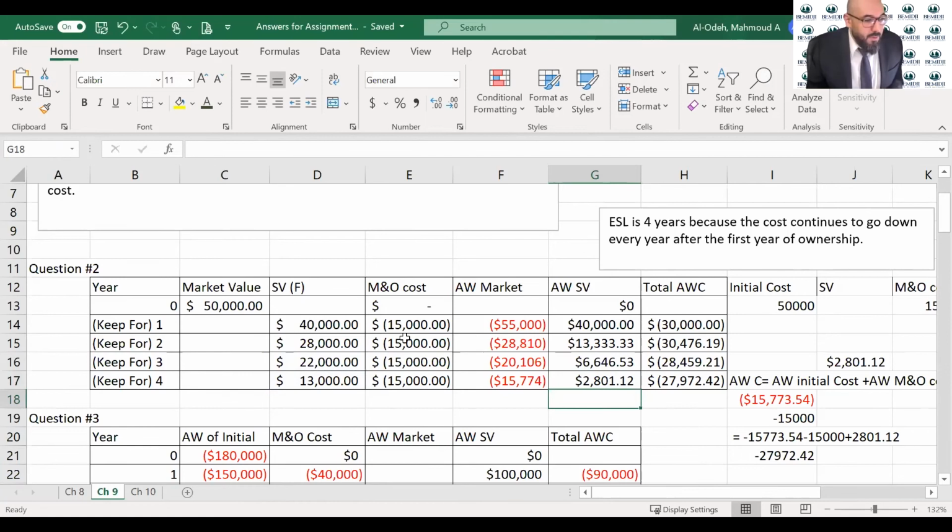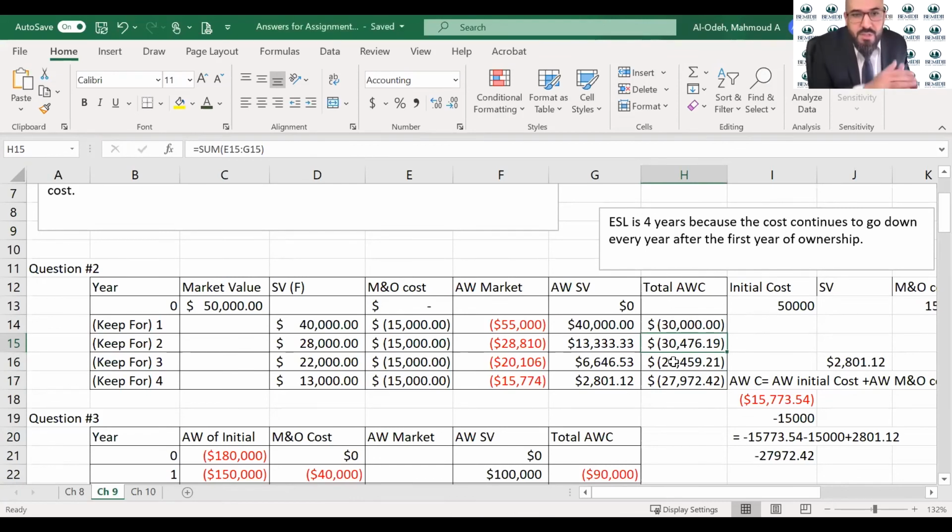And now you add the maintenance and operational cost. You add the annual worth of the market value, and you add the annual worth for the salvage value. Add them together, and that will give you the total cost for that specific year. And again, the goal is to see if this value, for example, turned from 30,476 to 32,000, I would say, okay, you should replace it on year 2, because this is where the cost for this asset decreased and at that point starts increasing, and it's not worth it to keep it anymore. Because if I keep it, it's going to cost me more and more and more.